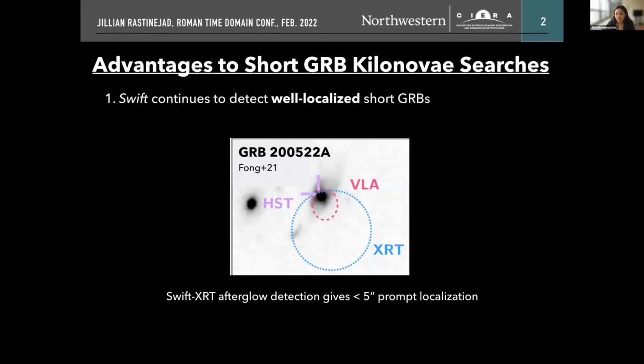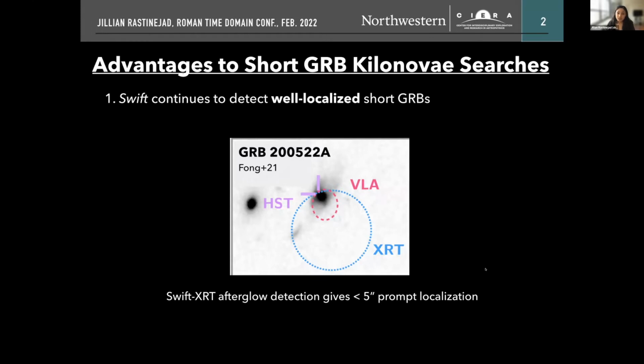So the first point is that the Swift telescope is very good at detecting well-localized short GRBs. The primary reason for this is because along with your short GRB, a synchrotron afterglow is often detected all across the electromagnetic spectrum. In particular, Swift XRT localizes the X-ray afterglow promptly, and this is nearly always a less than 5 arcsecond localization. Of course, this doesn't always happen, but in many cases it does.